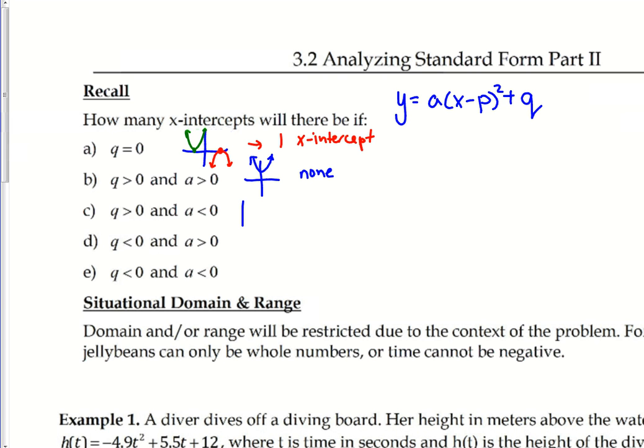Okay, what about a graph where A is negative, so we're opening down, but our Q value is positive? Is the vertex going to be above the x-axis or below? Above or below if our Q is positive? Above, but it's opening down, so our graph is going to look something like this, meaning how many x-intercepts would that be? 2.